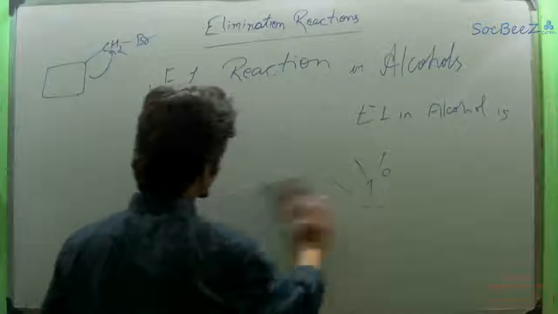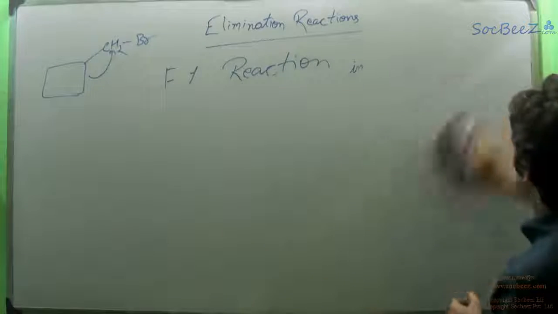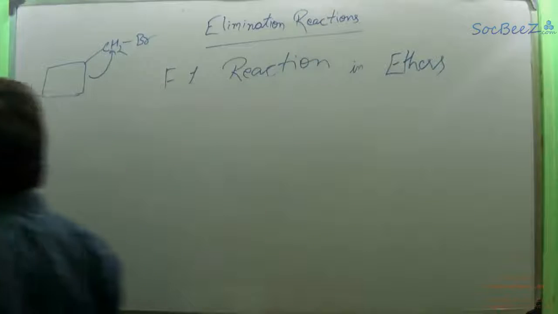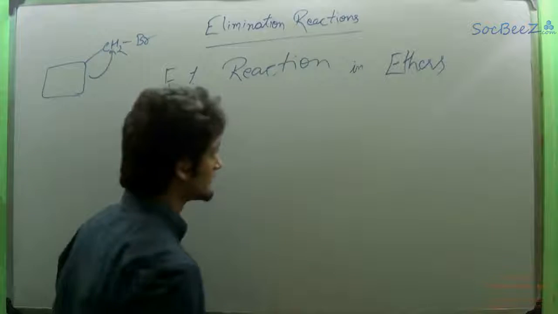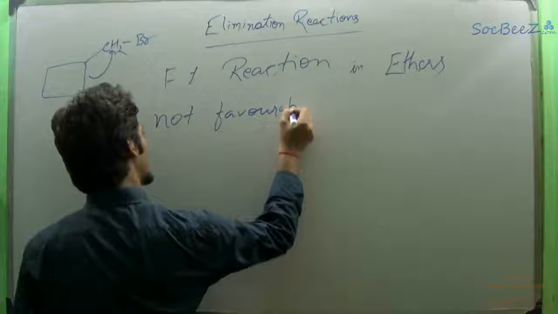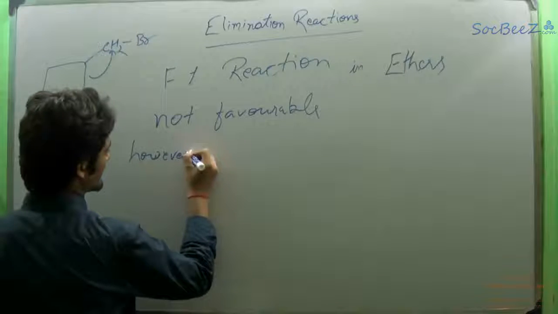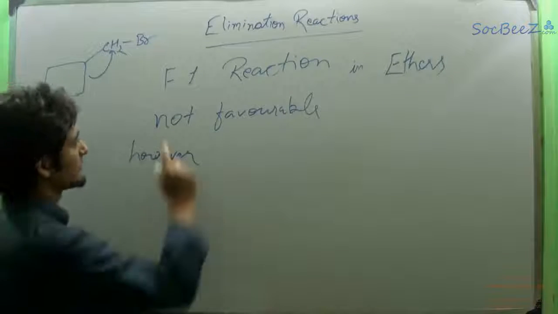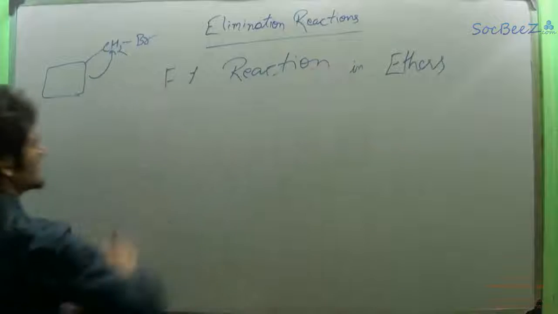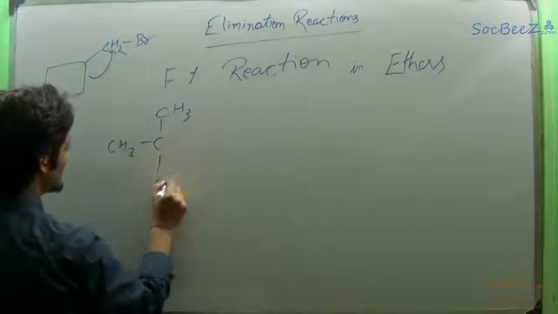The third molecule which we were considering was an ether. E1 reaction in ethers. For ethers, elimination reaction is generally not considered, not favorable. However, in some examples, it is found to go through an E1 mechanism. If it goes, then we'll see what the mechanism will be. It will be very straightforward, very similar to what we have discussed till now.